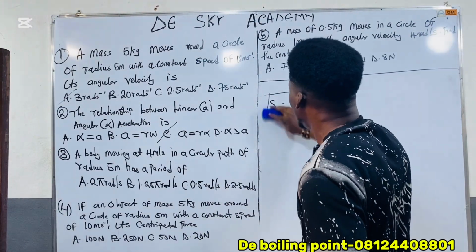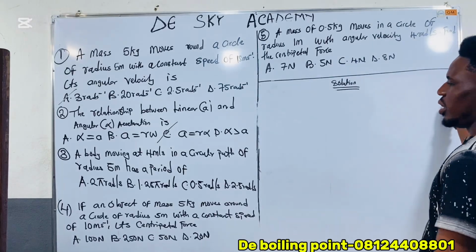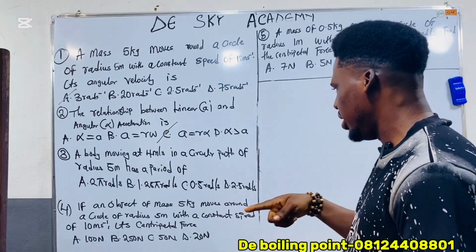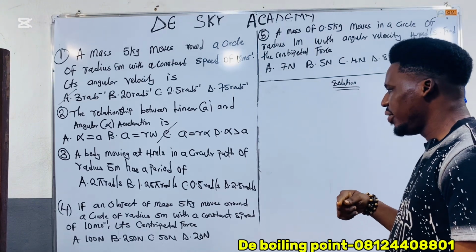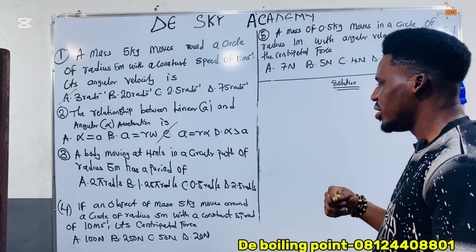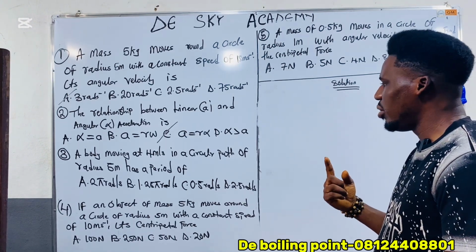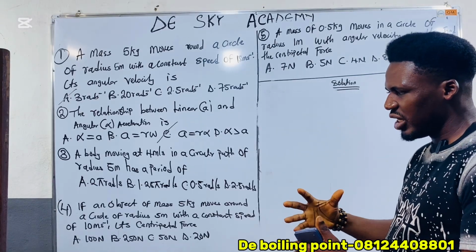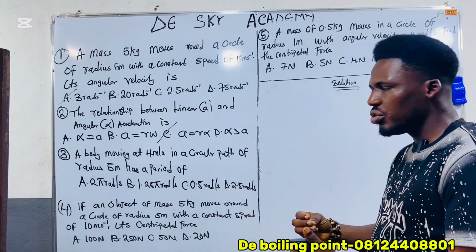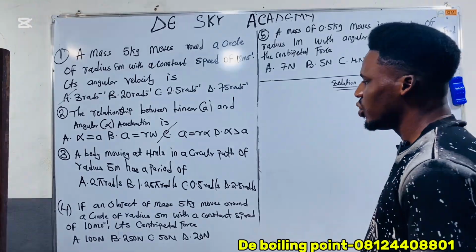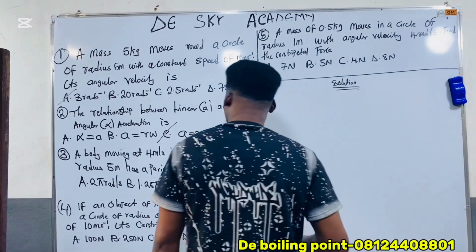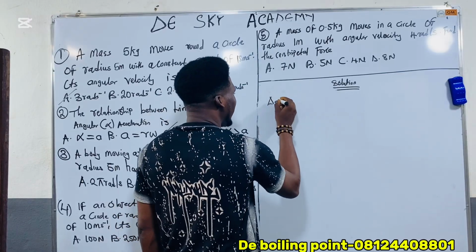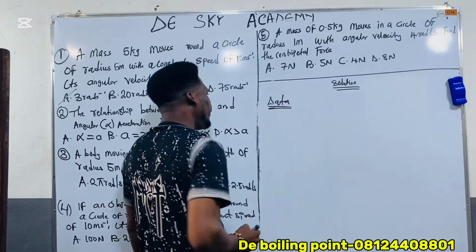Question number 3. They said a body moving at 4 meters per second in a circular path of radius 5 has a period of dash. Remember, for you to solve any question under physics, the first thing you will do is to bring out your data. Your data helps you to know what formula you should apply to be able to solve the question. So data, that is the first thing.